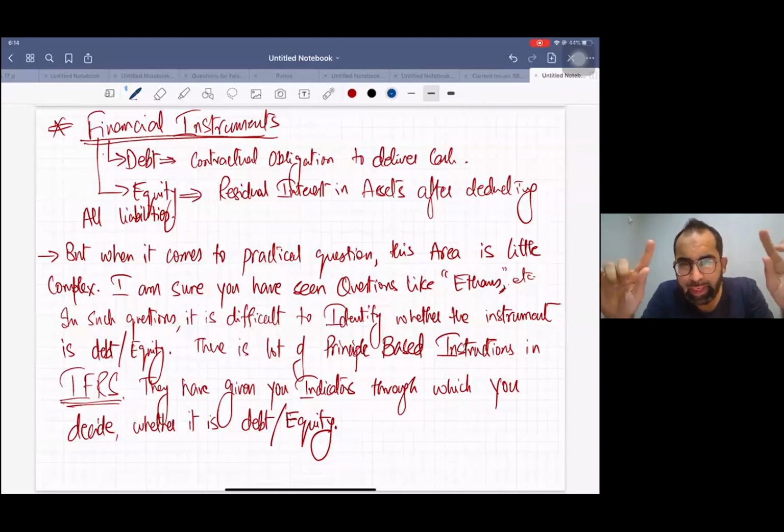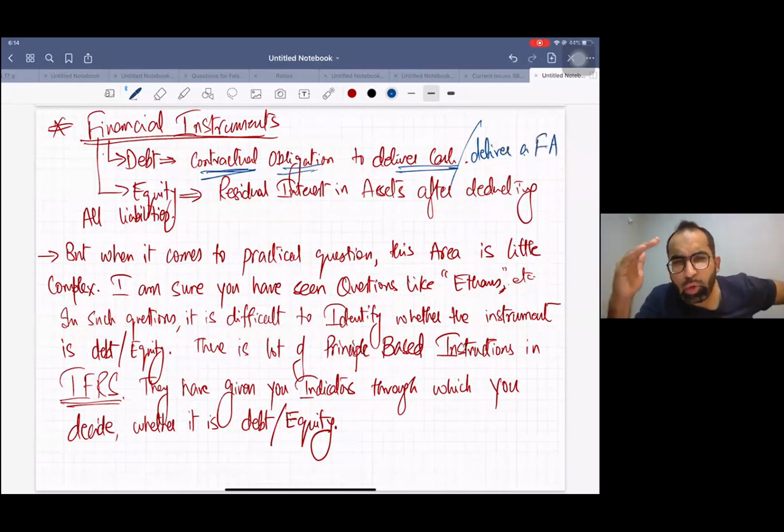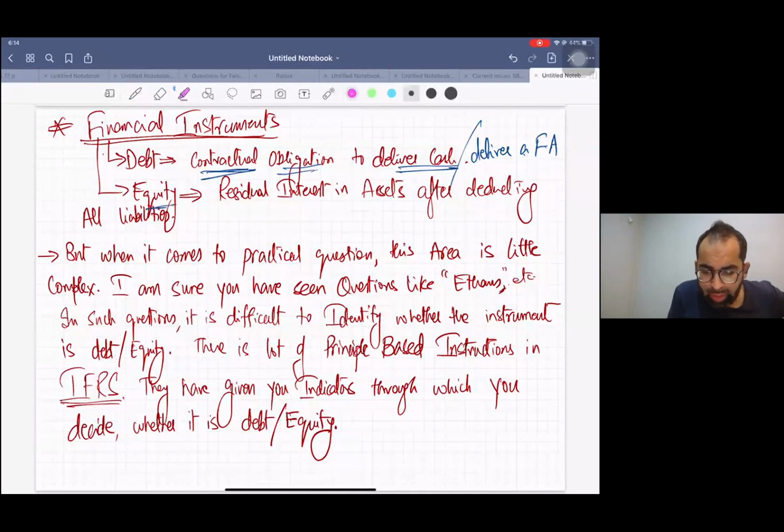the definition of debt and equity, the definition of financial liability and equity. A normal definition of debt, financial liability, is a contractual obligation to deliver cash or a contractual obligation to deliver a financial asset. Easy definition: a contractual obligation to deliver cash is a financial liability, and a contractual obligation to deliver a financial asset is also a financial liability. Basic definition. And what is equity?